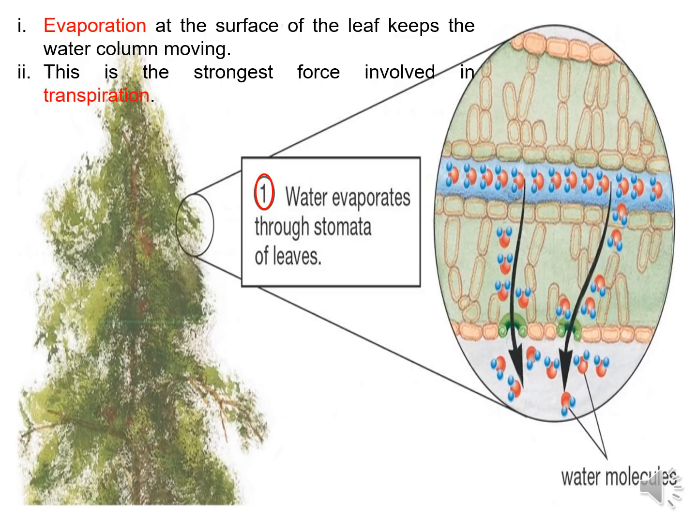And now, water which evaporates through stomata of the leaf, and evaporation will take place at the surface of the leaf, which will keep the water column moving. And this is the strongest force which is involved in transpiration to occur. Okay, we know that when water evaporates through stomata of the leaf, especially on the aerial parts of the leaf, then this evaporation will keep the water column moving, and it becomes the strongest force in the transpiration.